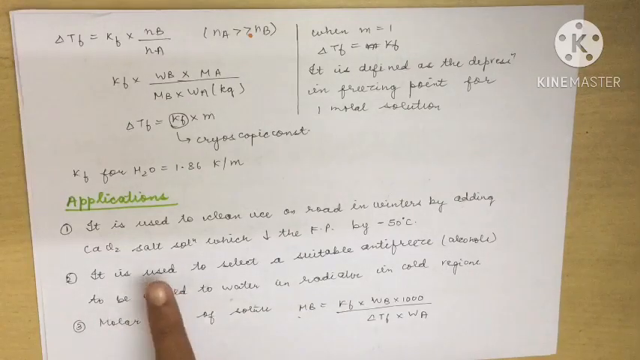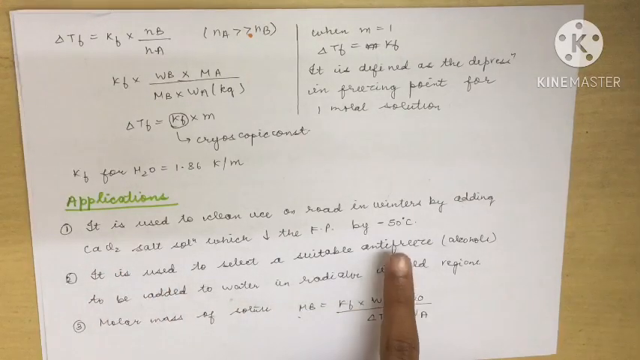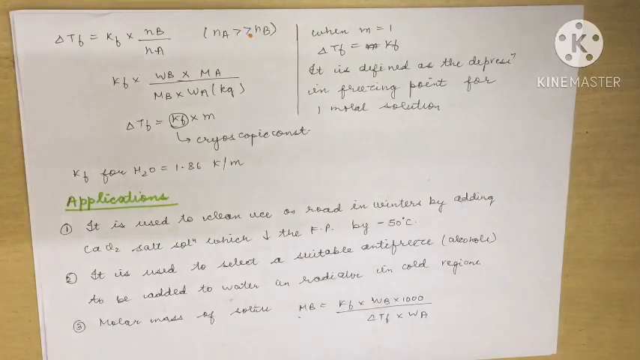Means after adding this non-volatile solute, the water will freeze only when the atmospheric temperature is minus 50 degrees Celsius. Why? Because now it has the non-volatile solute, and because of the concept that we discussed previously, now its freezing point is decreased. And we know in atmosphere we can never have such a low temperature, so the water will remain in the liquid state only. Understood this?